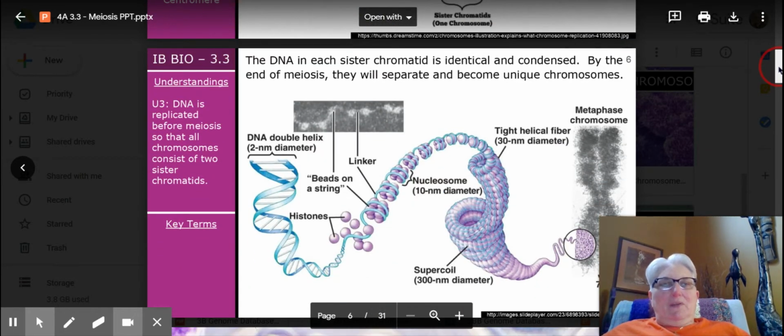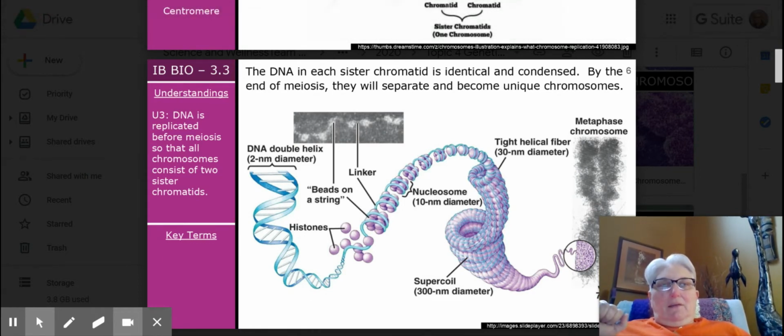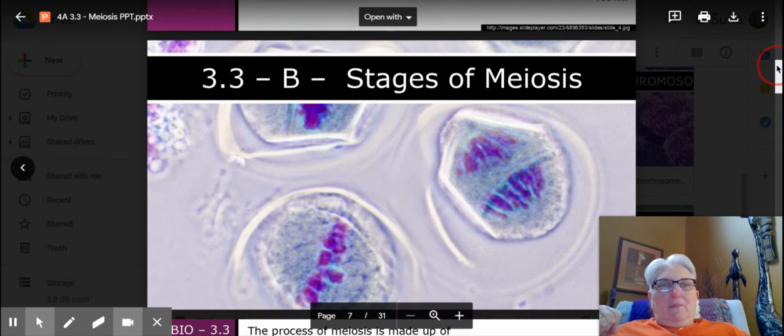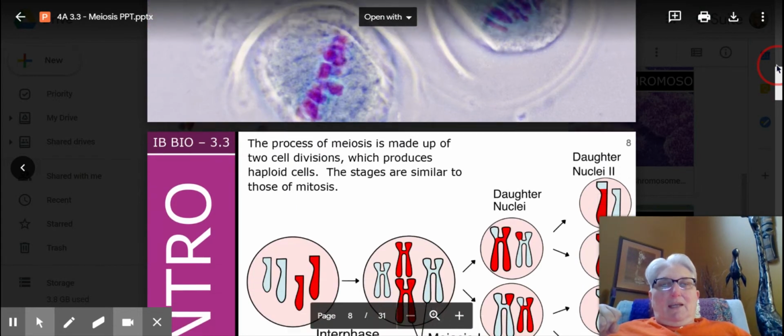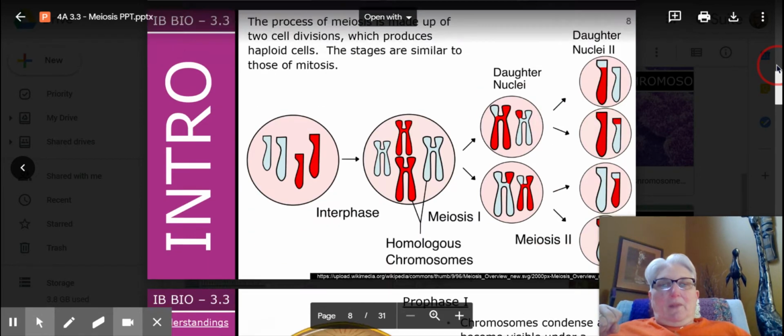Remember, meiosis is going to be split into 2 phases, right? Meiosis 1 and then meiosis 2. So all of this is done ahead of time before meiosis can even begin, right? We looked at that supercoiling of the DNA around the histones. So all that has to come about. So let's take a look at our stages of meiosis here, right?